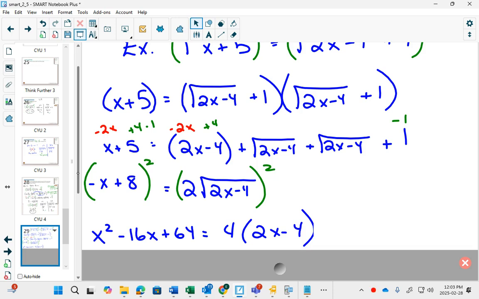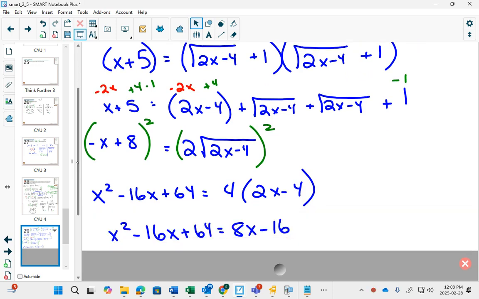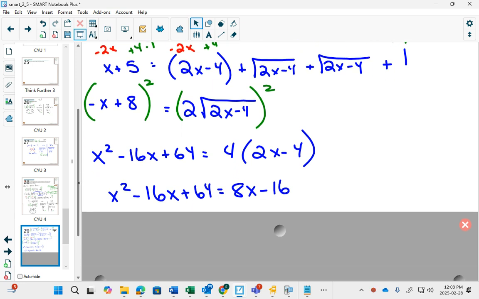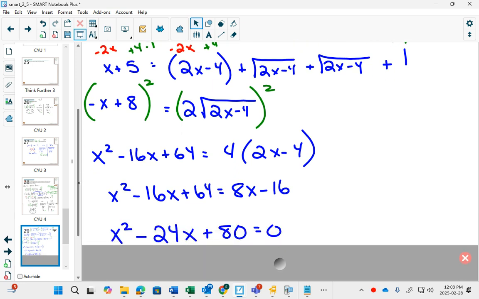But if I combine my like terms and move everything over to one side, because this will be 8x minus 16, I would have gotten this, from last semester, the standard form, that's what it's called. We got x squared minus 24x plus 80 equals 0. Now, the problem is, right now, this is very hard to guess and check answers that work, because you're adding and subtracting a bunch of things.